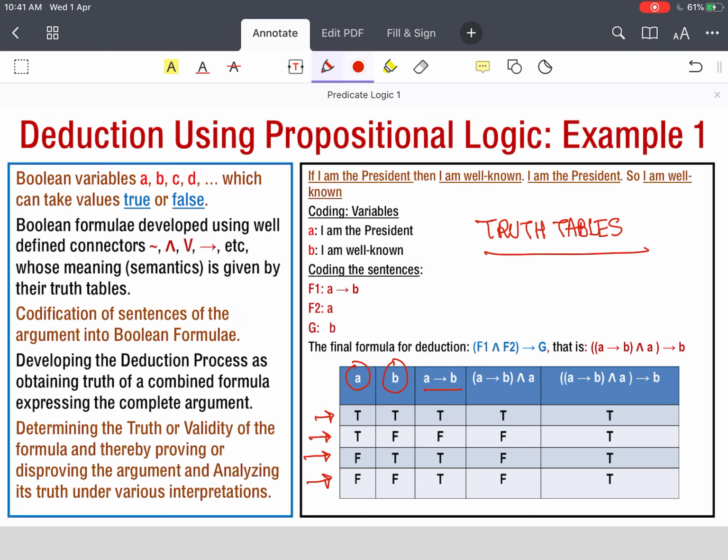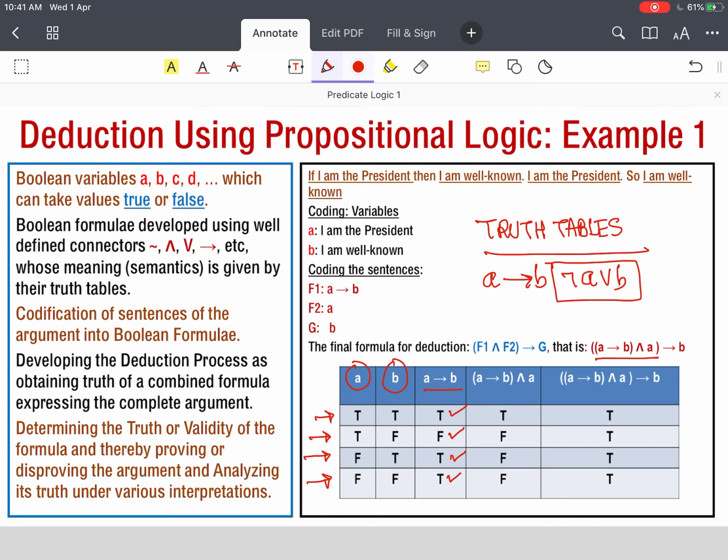From this we see A implies B, which is equivalent to not A or B. So if both are true, this is true. If this is true and this is false, then this is false, because not A becomes false. If this is false and this is true, it is true. If both are false, it is true.